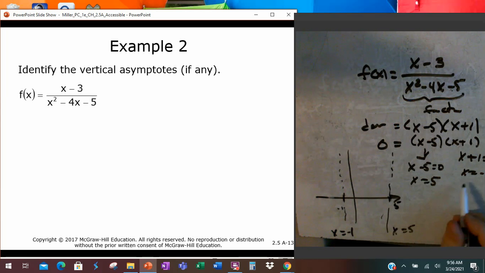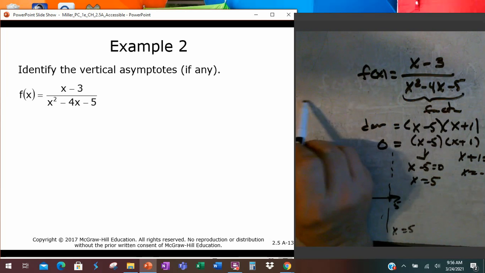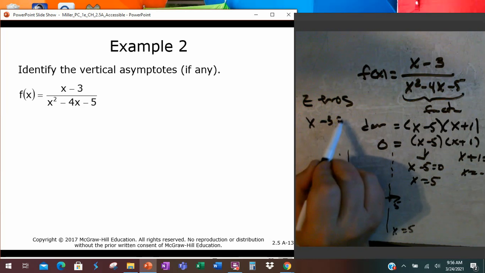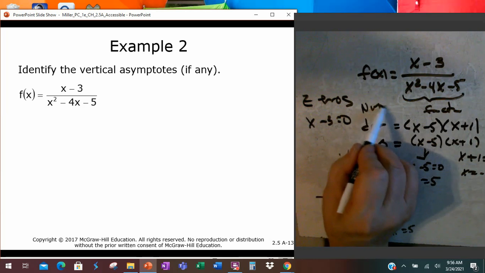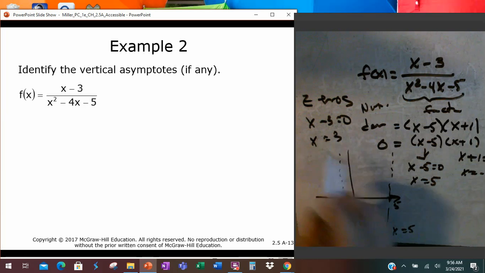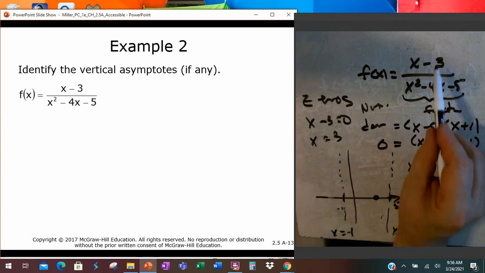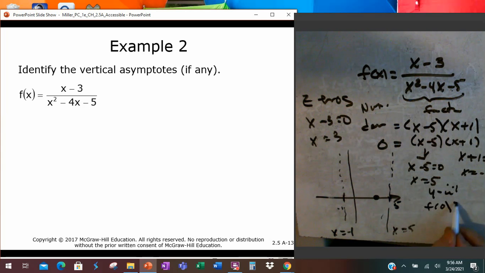The zeros are from the top, from the numerator. Okay, and I just solved that. So right around here at x equal to 3, that's a 0. It's going to cross through there. And then I can also do the y-intercept. That's just f of 0. It would be just 3/5. So somewhere around in there, okay?